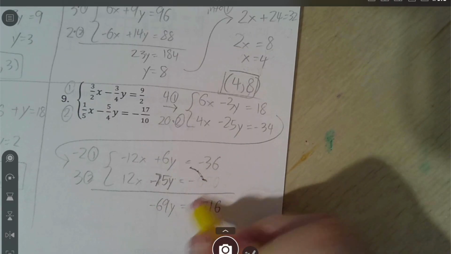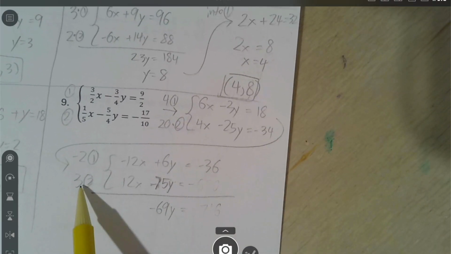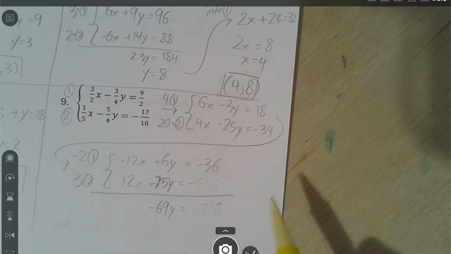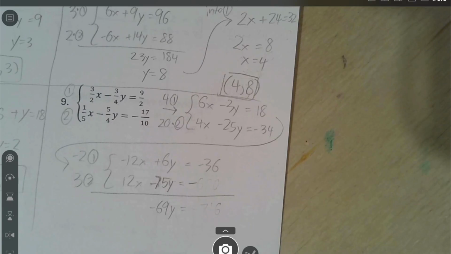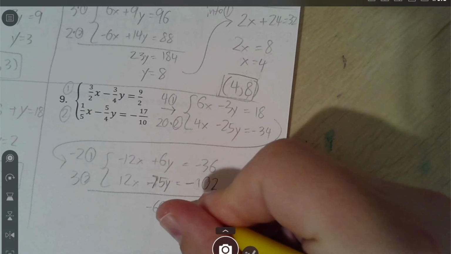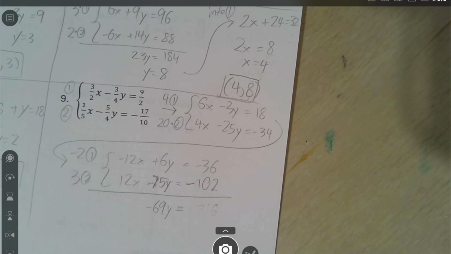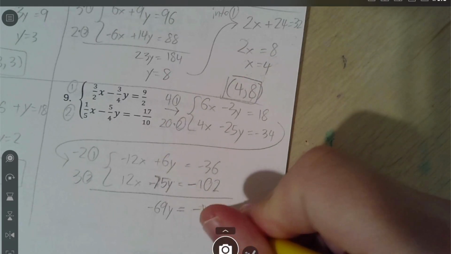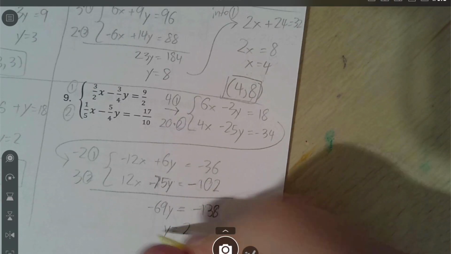Goodness, I saw my mistake. For some reason, in my mind, I looked up ahead and saw the 20 up here and decided to multiply 20 again to the negative 34. But careful, I'm right here. I'm multiplying 3 to the negative 34, and that's going to be negative, let's see here. 3 times negative 34 is negative 102. Okay, there we go. Now, negative 102 minus 36 is negative 138. And thankfully, negative 138 divided by negative 69, there we go, is positive 2.